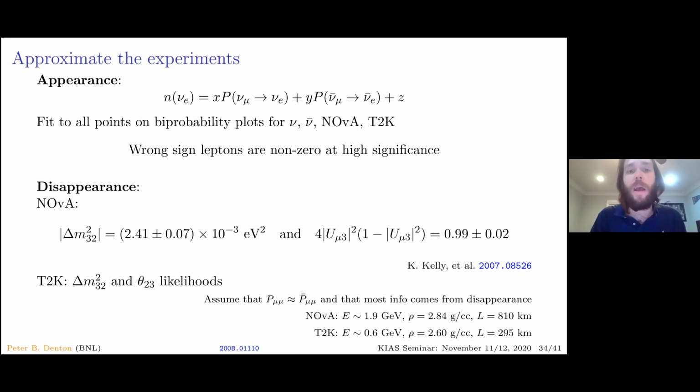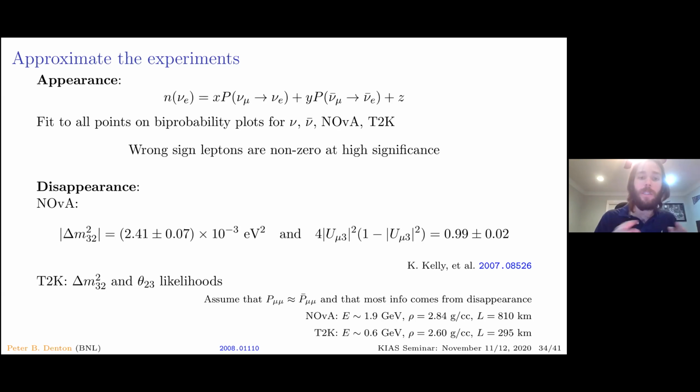And we can fit that and extract what these coefficients are. So x is basically the flux times the cross section times the detector volume times the efficiency and some other experimental details. Y is the same thing times the wrong-sign lepton contribution, and Z is the background rate. And we do this for neutrino mode and antineutrino mode, NOvA and T2K. And we find that this wrong-sign lepton thing matters quite a bit, in particular in antineutrino mode, because in antineutrino mode, neutrinos are produced at a moderate rate in the beam, and the cross-section is larger. So this is important.